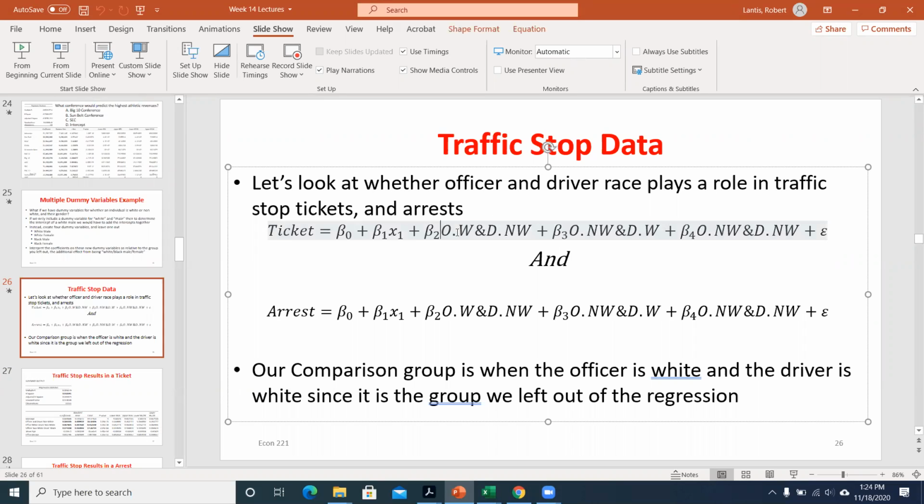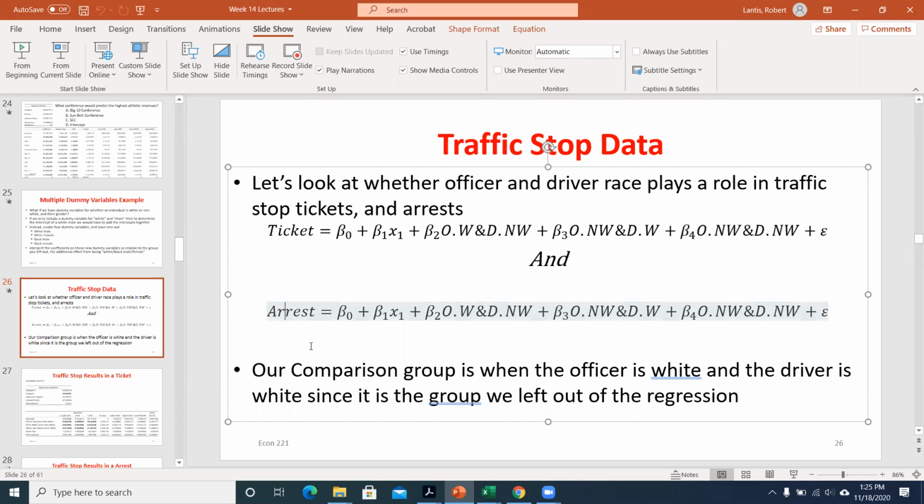The first one is: is the officer white and the driver non-white? I then have: is the officer non-white and the driver white? I then have: are the officer and the driver both non-white? So the group I left out here was the driver and the officer both white. Maybe we don't just see discrimination going one way. Maybe it's if the race of the driver and the officer don't match up. Maybe we see discrimination working in both directions. Hopefully not, but we'll see.